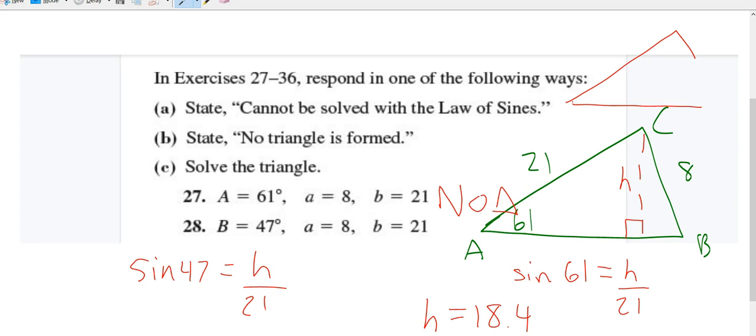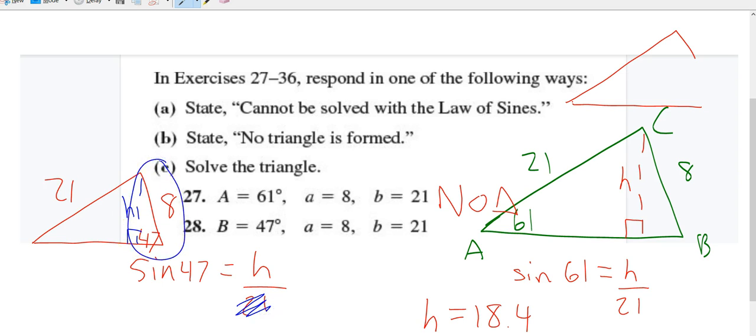Oh, they tricked me. They tricked me. Angle B is 47. Side B is 21. Side A is 8. So if I'm trying to find the height of this, sine 47 is h over what? It's not 21, folks. You need to be focused on this little triangle here. What's the hypotenuse of the little triangle? 8. Okay, so 8 sine 47 is the height.